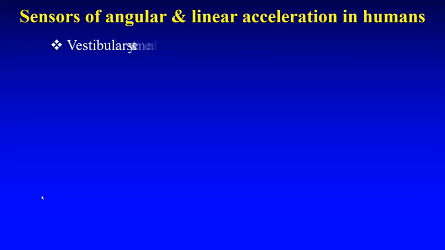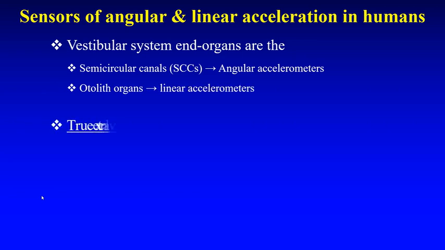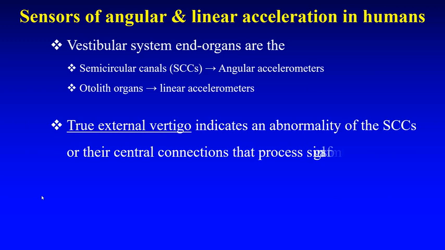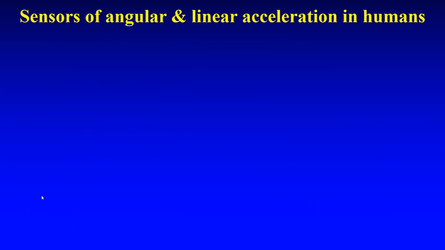The sensors of angular and linear acceleration in human beings, vestibular system and organs, are semicircular canals, which are angular accelerometers, and otolith organs, which are linear accelerometers. True axial vertigo indicates an abnormality of semicircular canals or their central connections that process the signals from the semicircular canals. Floating sensation or tilt may indicate an otolith system disorder.